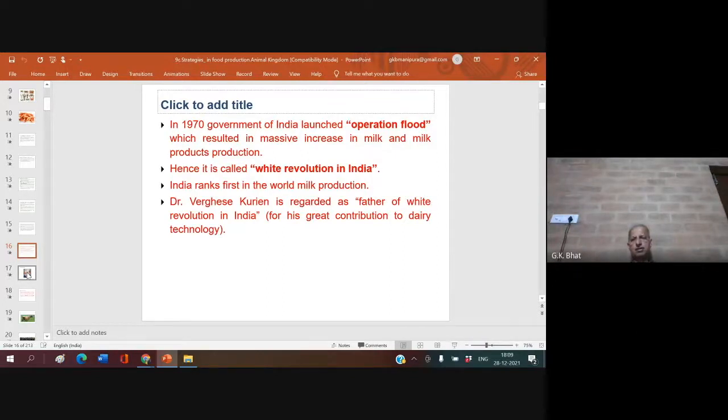My dear students, if I say how far people used to walk to get a quarter liter of milk prior to 1970, you may really laugh at me. In the whole village, there used to be one or two persons selling the milk.